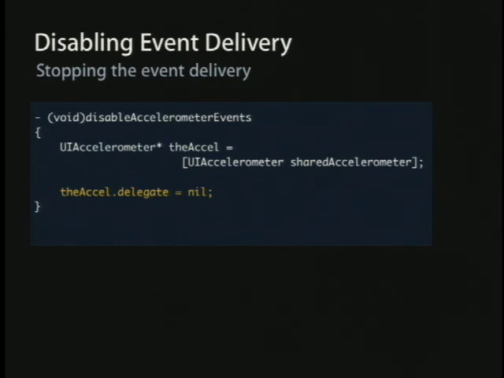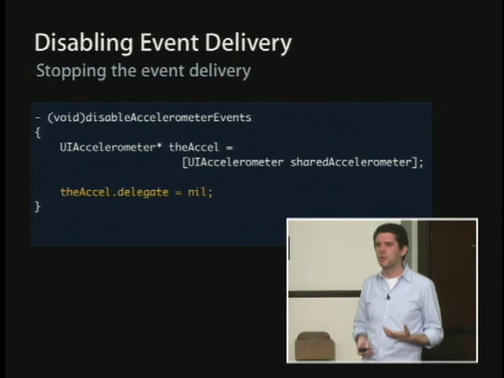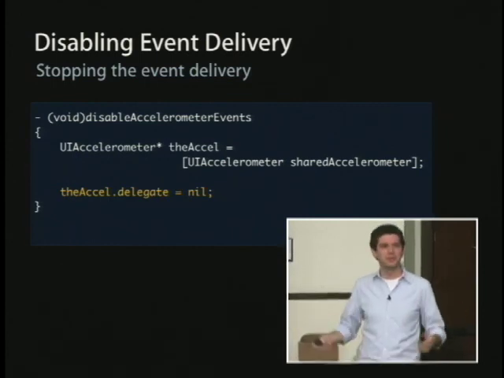As I mentioned, to disable the accelerometer events, you have to set the delegate back to nil, which is a little odd, but keep that in mind as you start using this thing. If you're not needing the accelerometer data right now, set the delegate to nil. Your users will be happy because their device's battery life will last longer.